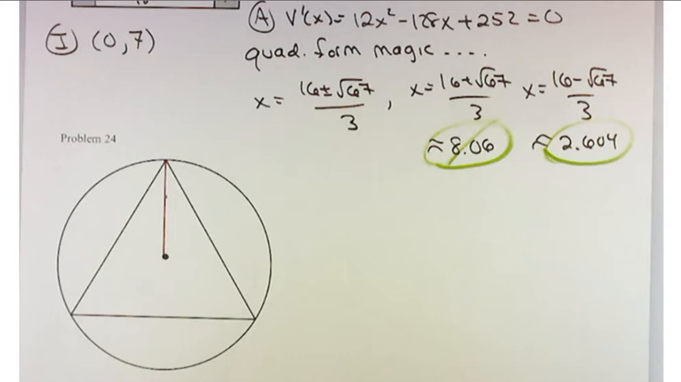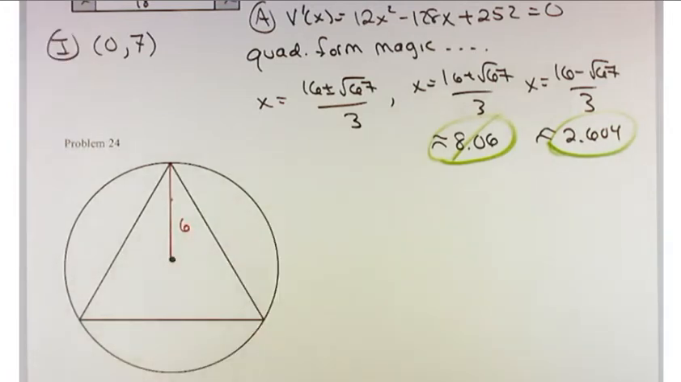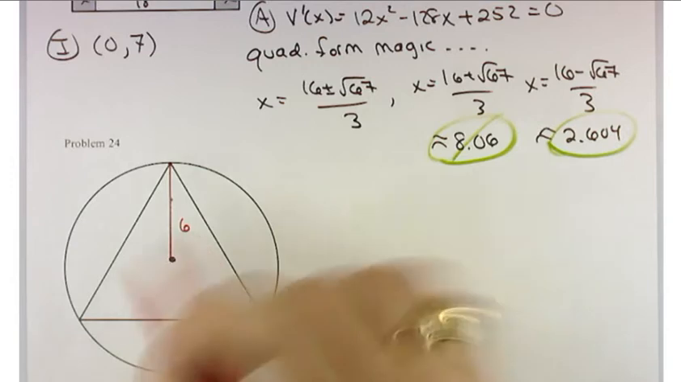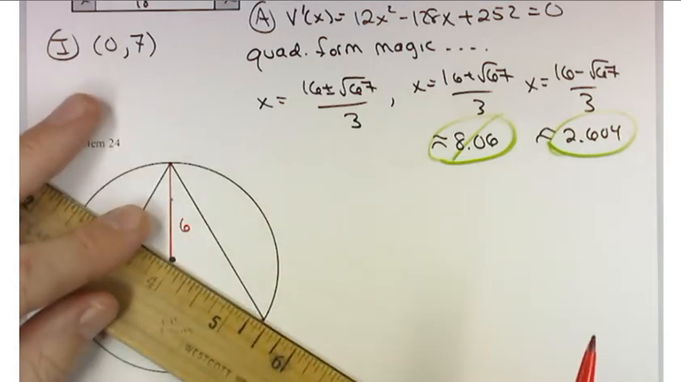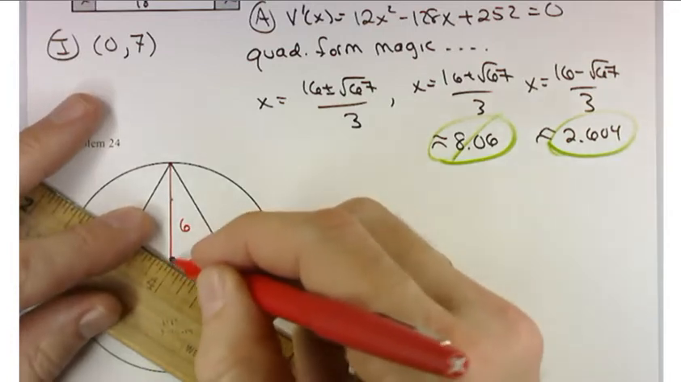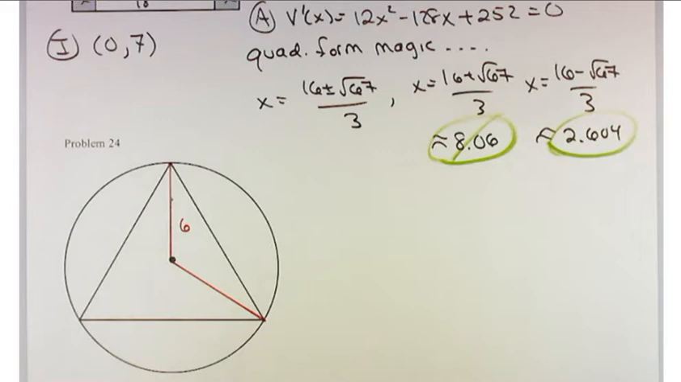So we've got a circle of radius 6. So let's write that in here. We're going to try and inscribe this triangle in such a way that it maximizes the area. If that's a 6, then this dimension is also a 6 over here to that vertex.